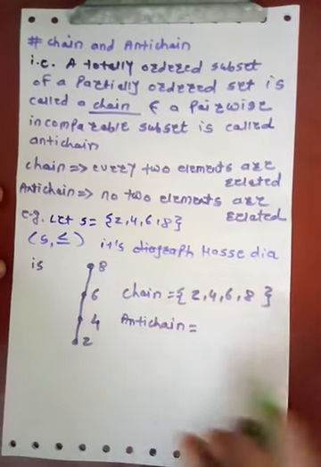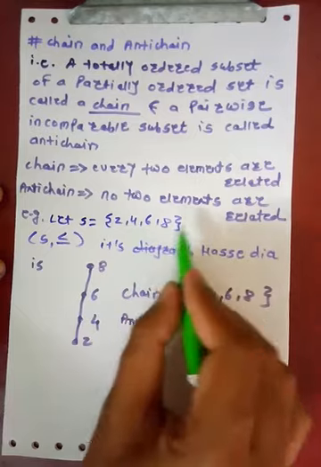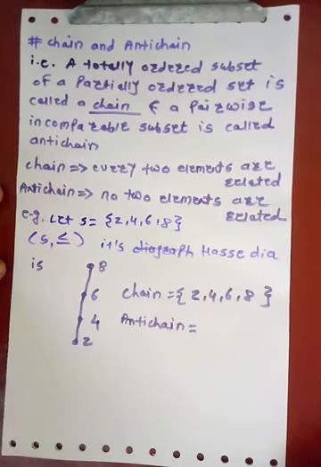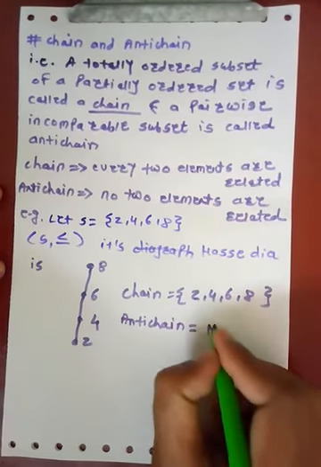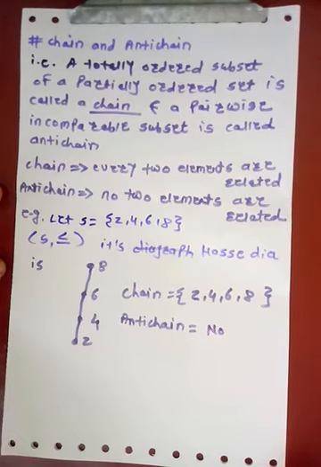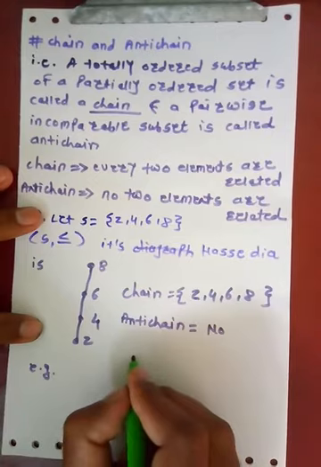But in that, anti-chain is, is there any anti-chain? No, because there are no two elements which are not related. No two elements are unrelated, right? So there is no anti-chain.